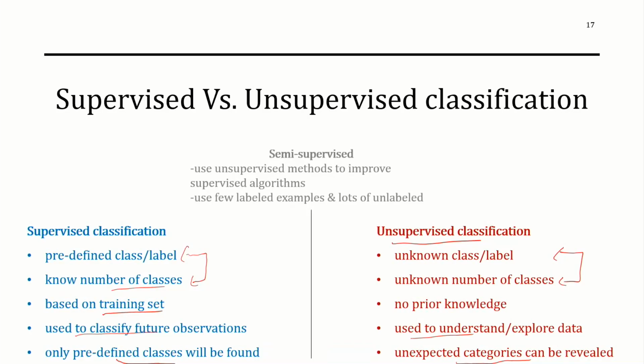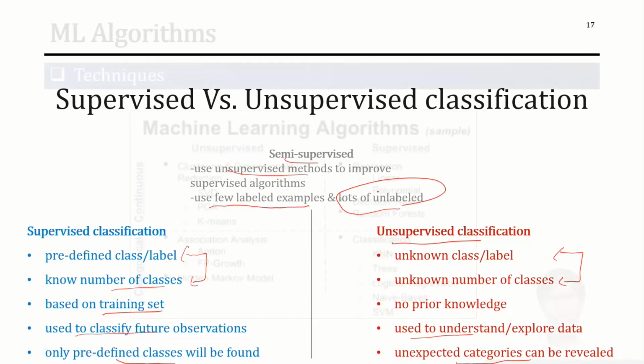In addition to this, we also have another one called semi-supervised. It uses unsupervised methods to improve the supervised algorithms, so it is just a combination of supervised and unsupervised. An important note here is that it uses few labeled examples. It means that we know the labels in advance, but there are not many of them, and we have lots of unlabeled data.